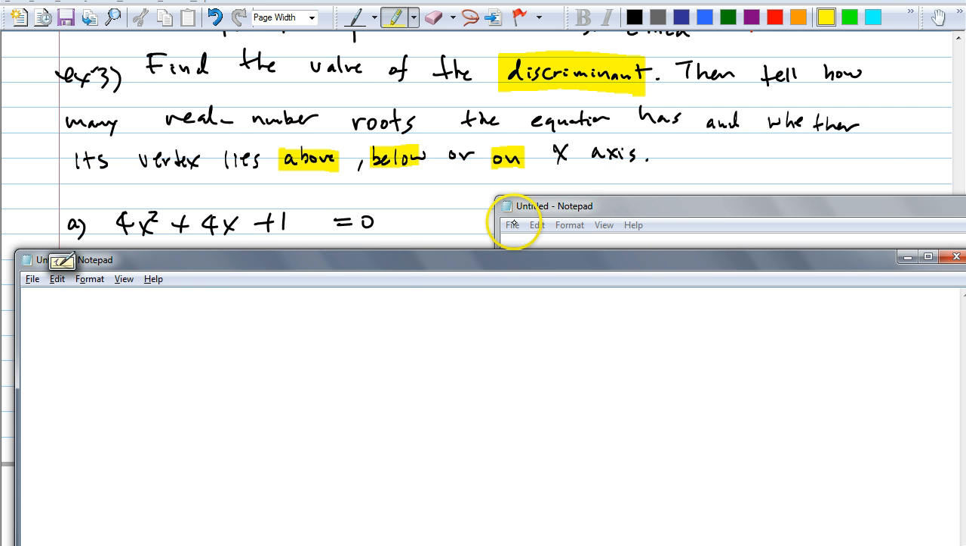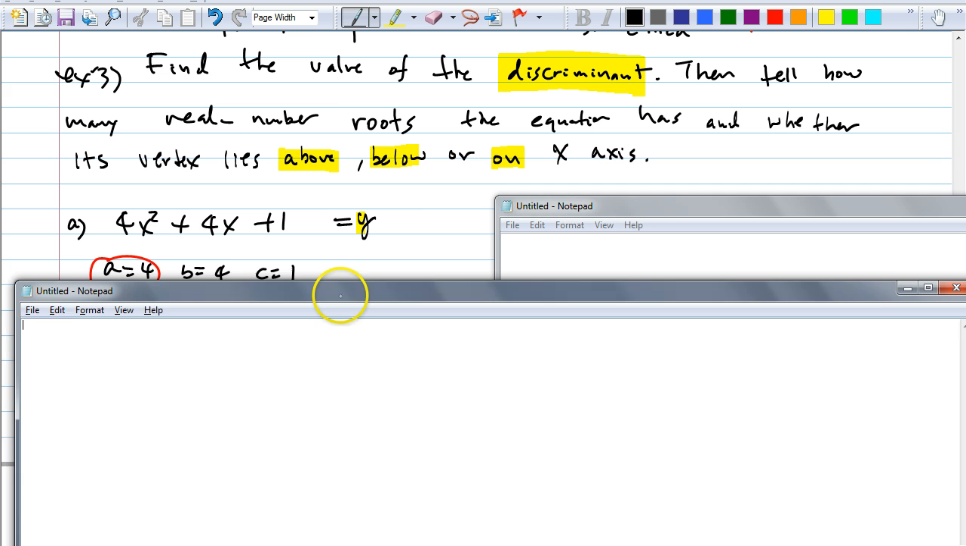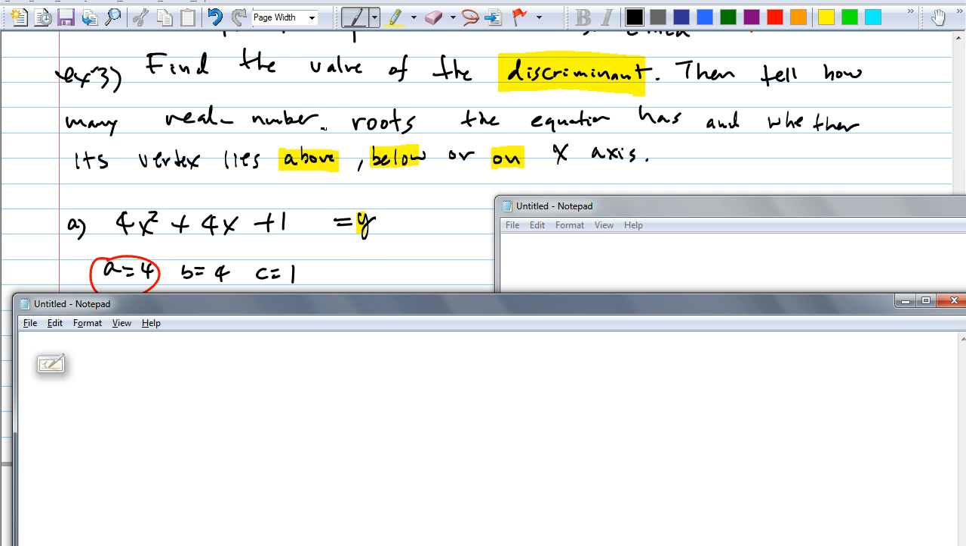So let's do an example. I should have actually, this should be equal to y, not 0. So let me change that. Okay, here you go. So I changed it to y. Now, when you are looking for the discriminant, do you think you need A, B, or C? What's your A for this one? 4. What's your B? 4. What's your C? 1. Okay, good. Go ahead, everybody. Tell me what the discriminant is, and see whether it's above, below, or on. Go ahead.